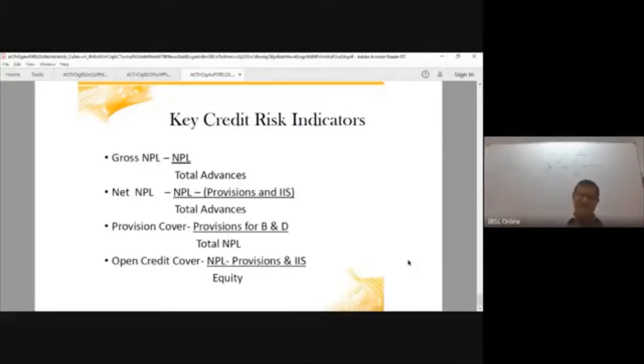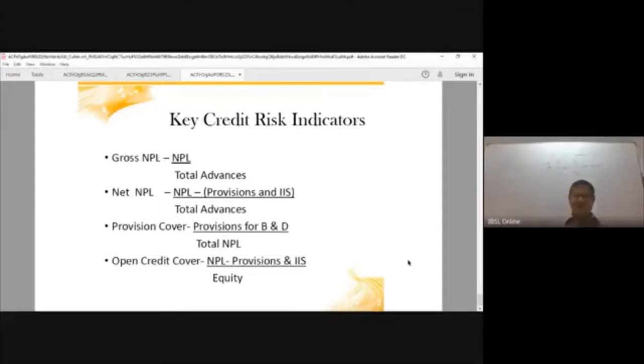So we may need to do the provisions at the right time and the right quantity. When that happens, your net NPL will give the correct picture. Otherwise, net NPL will not stand good as a good key risk indicator. So we have non-performing loans as two major key risk indicators.